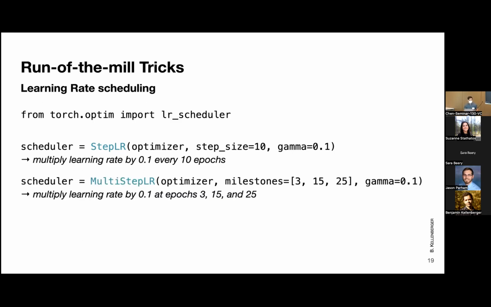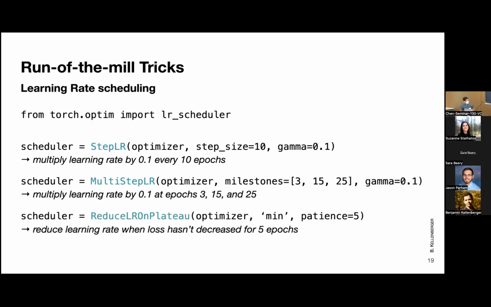There's also the equivalent of a MultiStepLR, which allows you to specify exactly when you want to apply the reduction. So here I'm going to say I want to reduce at epochs 3, 15, and 25, each time reducing by a factor of 10. But these are hard-coded ones. And what you can also do is this is called ReduceLROnPlateau, which basically takes in a quantity that you define, for example, the validation loss, and monitors this. And it checks that if the validation loss hasn't decreased for a certain number of epochs, it applies the reduction.